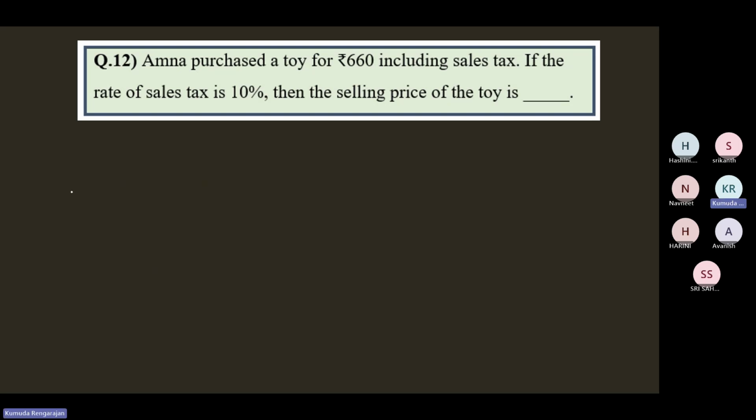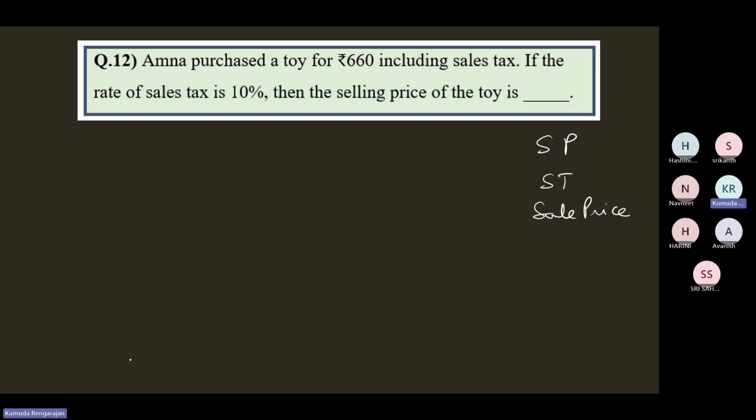Here, I'll just read it as Aman. Aman purchased a toy for rupees 660, including sales tax. So this is the final price, 660. And the rate of sales tax is 10%. What is the selling price of the toy? So we understood, no? This is the order: selling price, sales tax, sale price. Selling prices without tax, sale prices with tax.